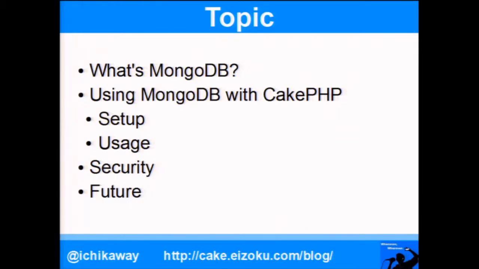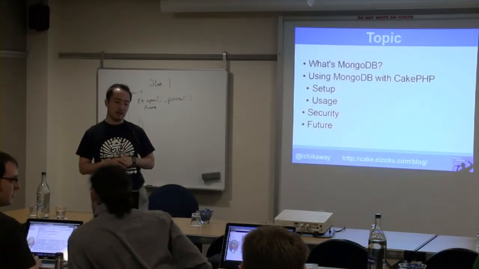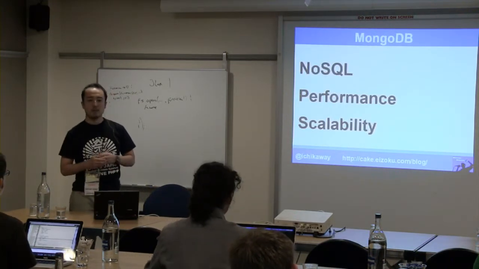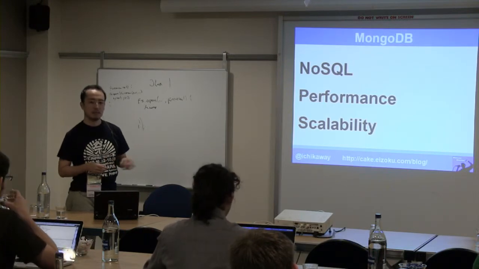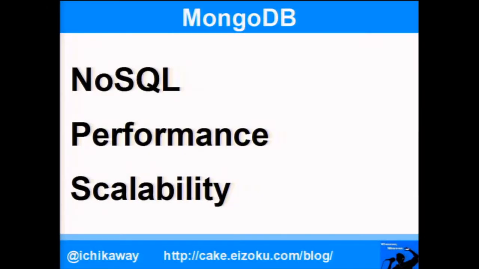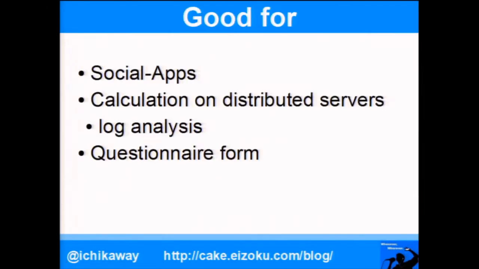Here are today's topics. At first, a short introduction of MongoDB. Maybe it's 5 minutes. MongoDB is a NoSQL, schema-free, document-oriented database, and it provides good performance, writes so fast, and good scalability. It's good for social apps or apps that need performance or big data calculation on distributed servers, like log analysis. And schema-free is good for questionnaire forms or something like that.